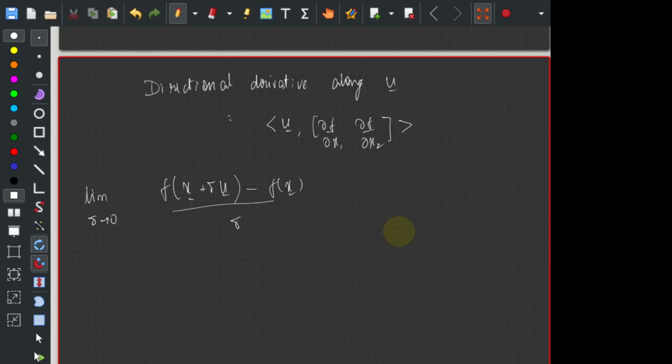So basically I'm taking 2 points on the function f, one at x, the other at x plus delta times u. And the slope of the line joining these 2 points is this particular quantity, and I'm letting delta tend to 0. So this should give me the directional derivative. Fine. Okay, now how do I evaluate this? How do I get this from this?